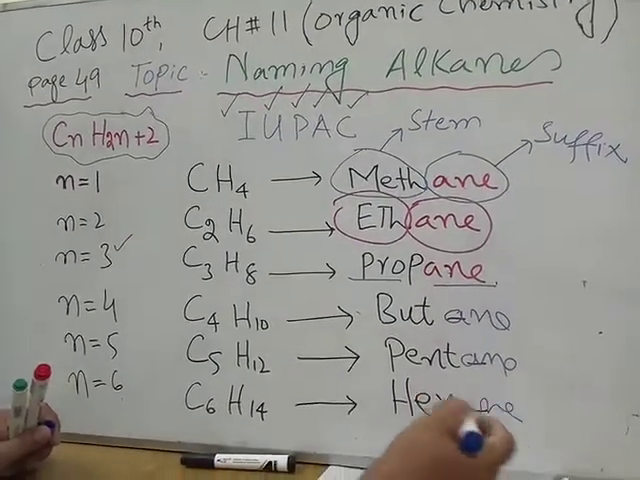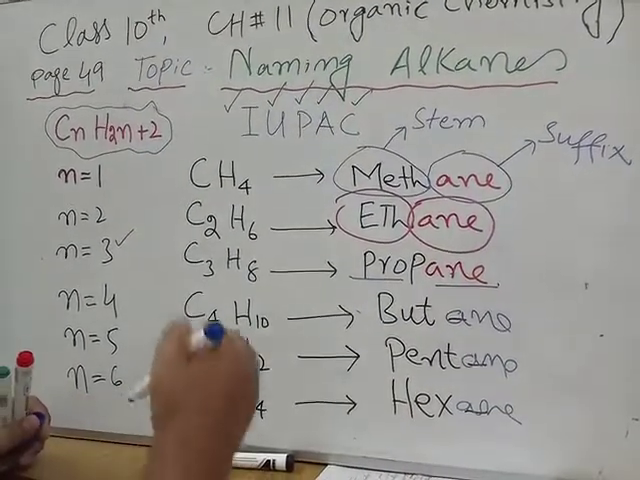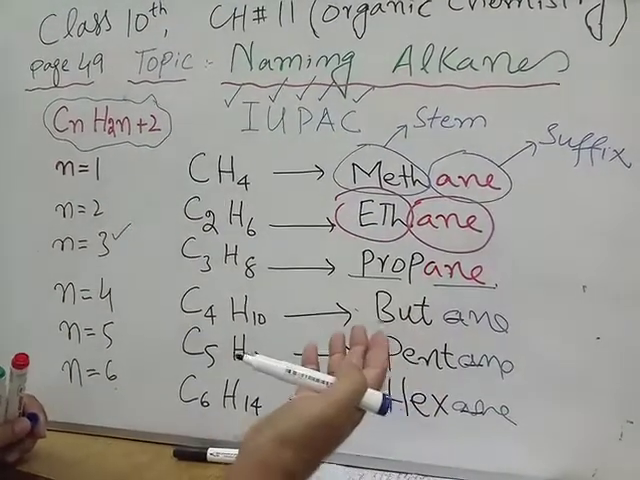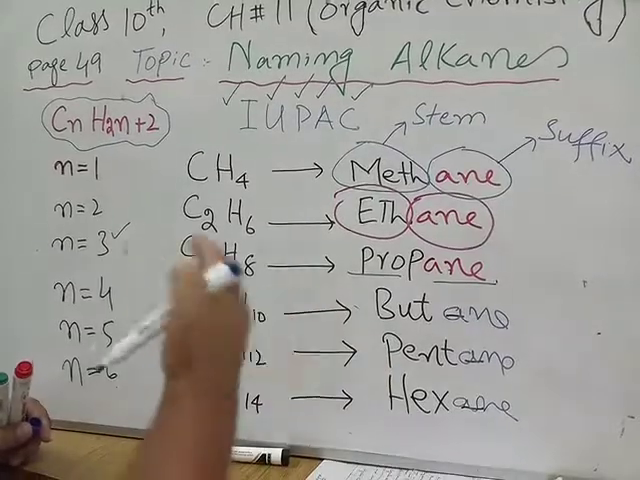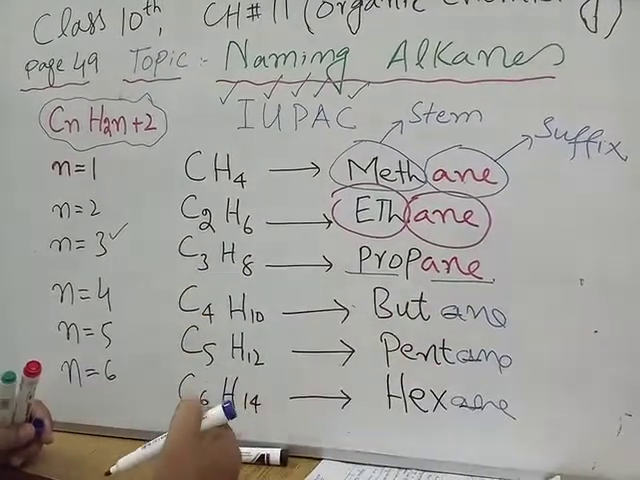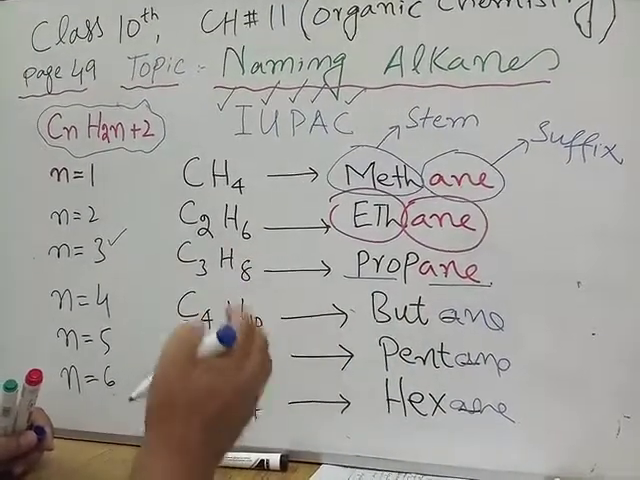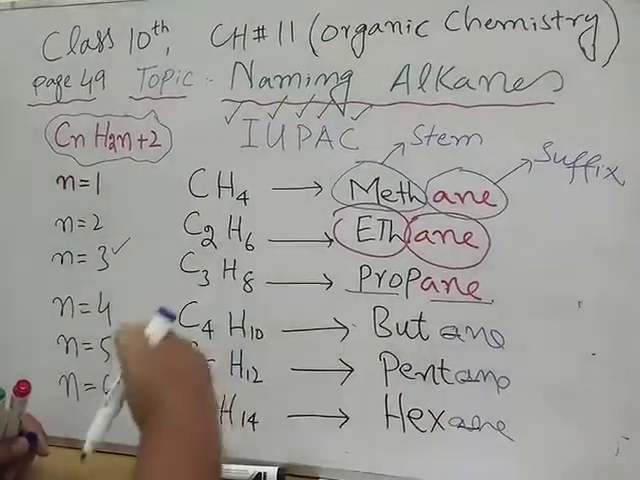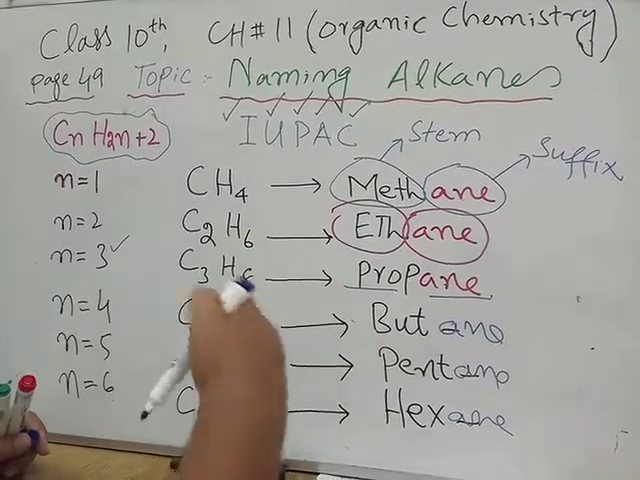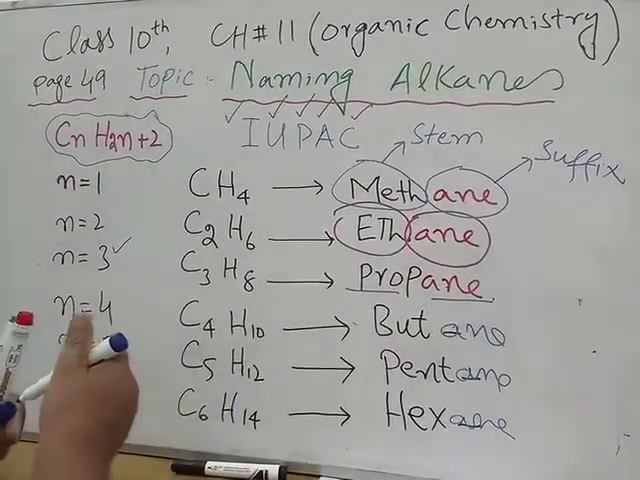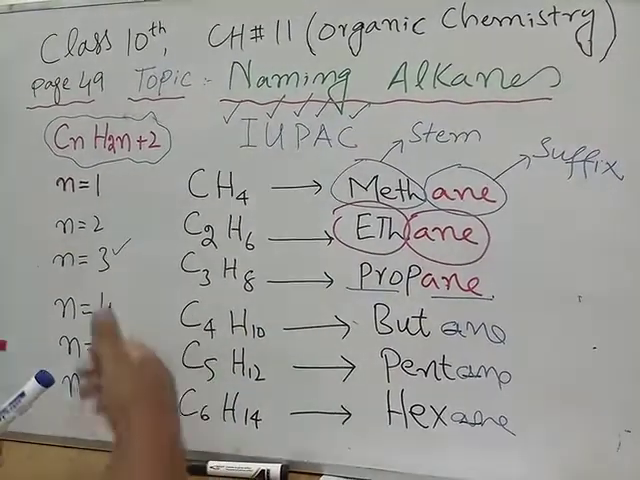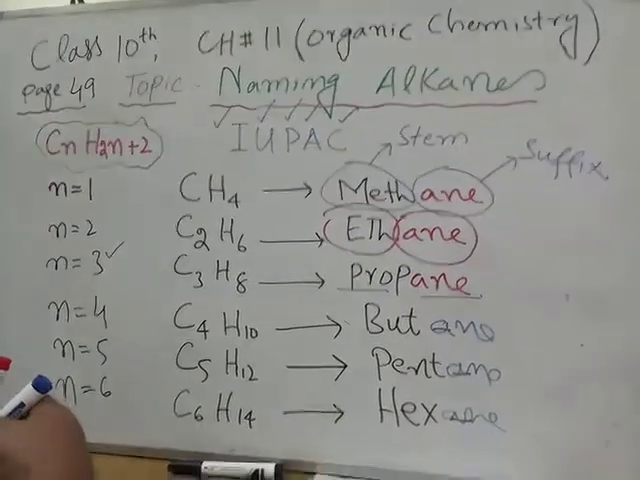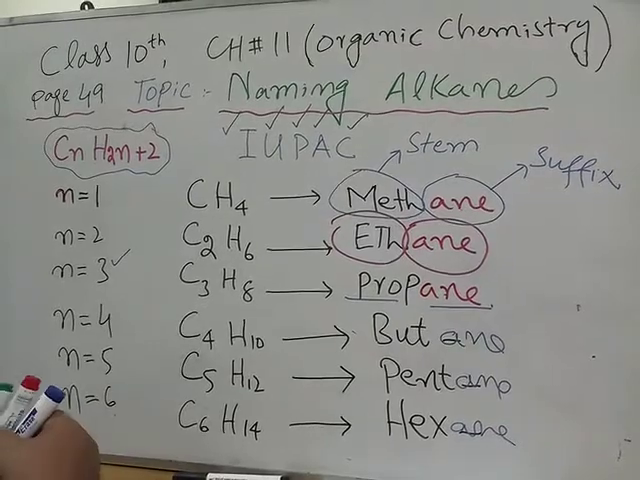hexane, heptane for 7 carbon, octane for 8 carbon, nonane for 9 carbon, decane for 10 carbon atoms. This is already given in your book. You can check it. For 11 carbon, undecane, for 12 carbon, dodecane, tridecane, and so on. They are in thousands. But we will only confine our study to the first 10 alkanes. So in this way they are named.